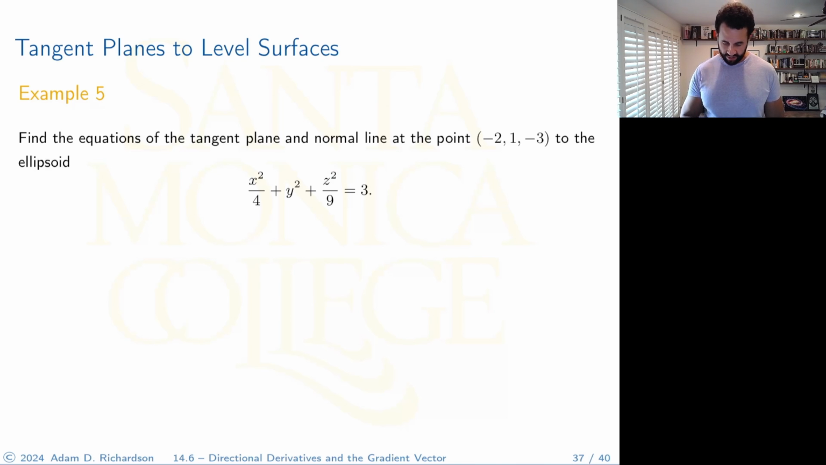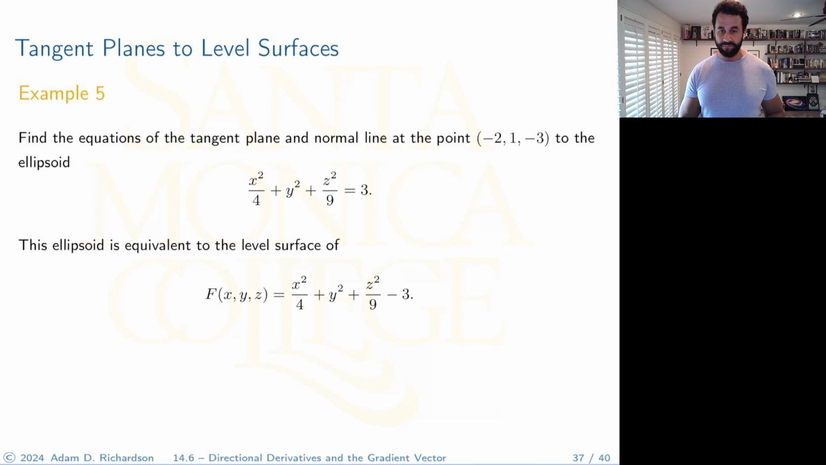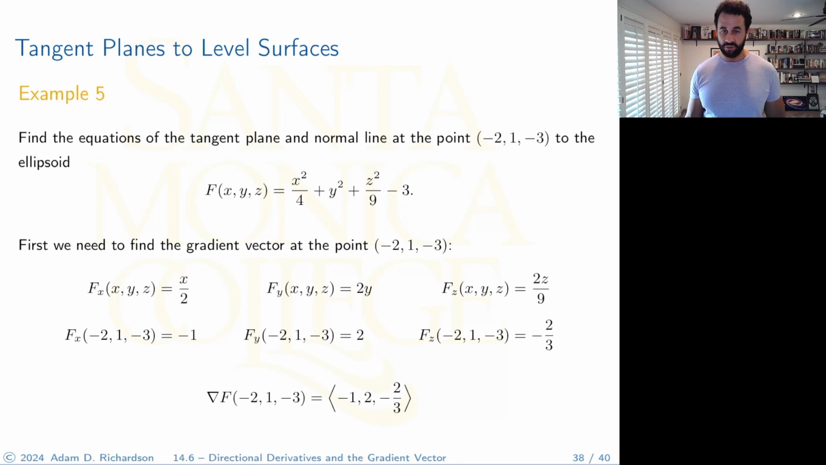All right, here we go. We're going to need to write this as a function of 3 variables first. This is something we're going to see again when we get to section 14.8, so it's good to take note of it now so it doesn't throw you off so much then. This ellipsoid is equivalent to the level surface given by this formula here. This is what we're going to call our function of 3 variables. All we're really doing is subtracting the constant 3 so that this would be equal to 0. Now we just re-expressed it like so, and we need to find the gradient vector at this point.